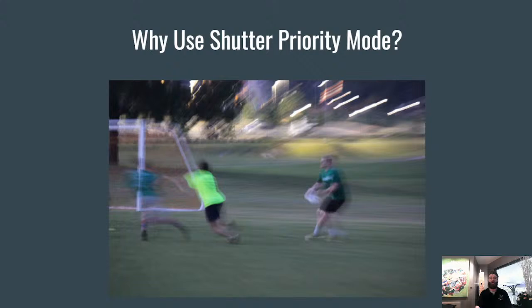So why use shutter priority? It's important because if you're trying to capture motion, speed, or anything that involves movement, you want to use it so that way you get the best, most clear photo possible.